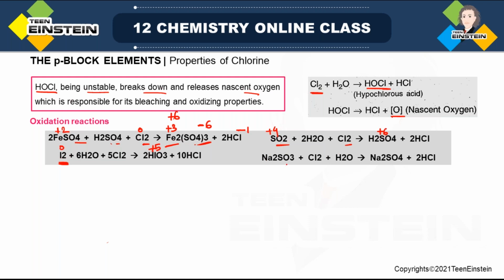Then the fourth reaction, sodium sulfite. This is the sulfite ion. This is the sulfate ion. Here the oxidation state is +4. How will we understand? It is SO3 2-, each oxygen -2, that means total negative charge -6. 2 negative charge extra, that means it must be +4.